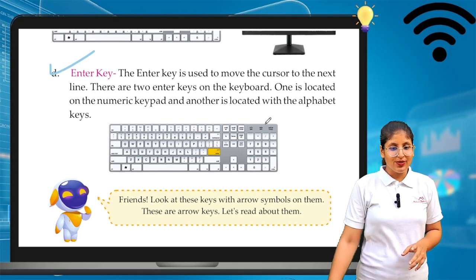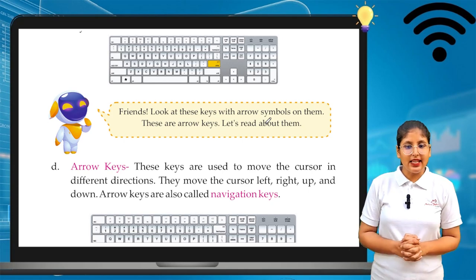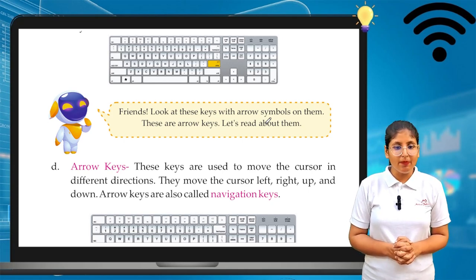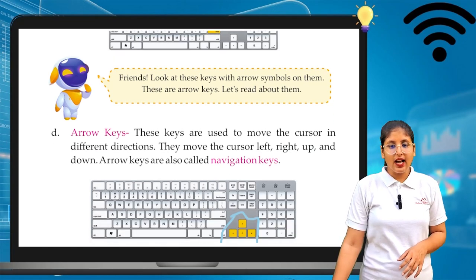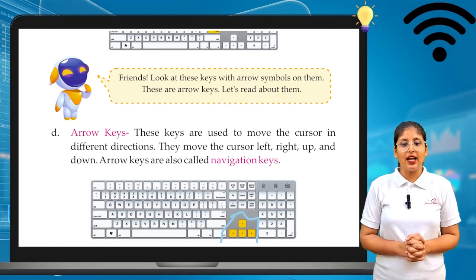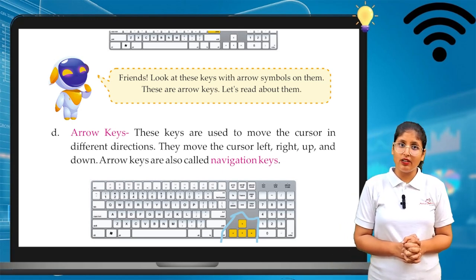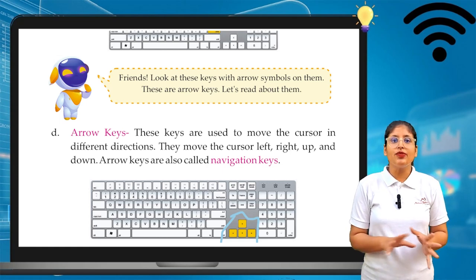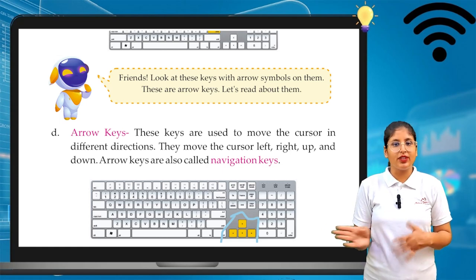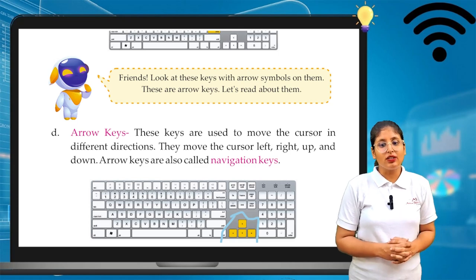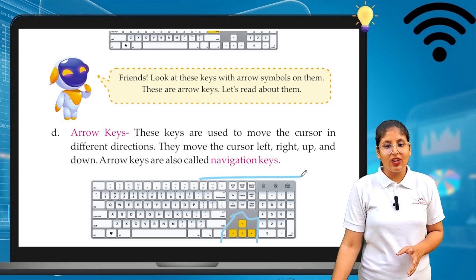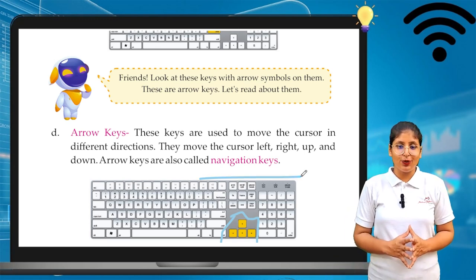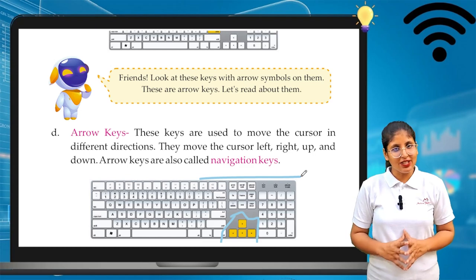Friends, look at these keys with arrow symbols on them. These are known as arrow keys. Here in the yellow color we can see these arrow keys. These keys are used to move the cursor in different directions: up, down, left and right. Arrow keys are also known as navigation keys.